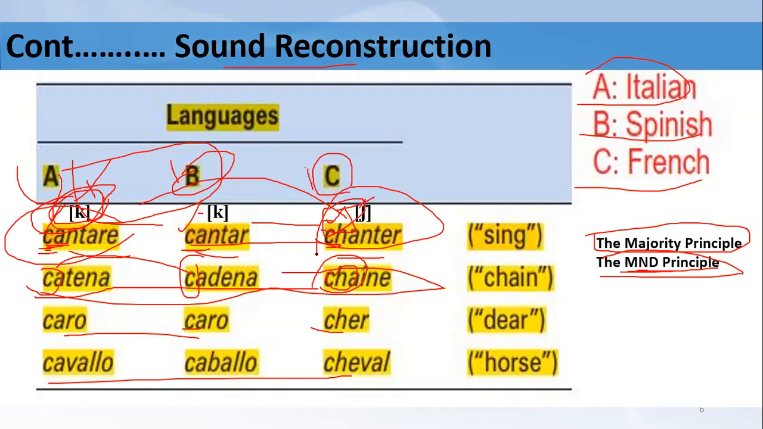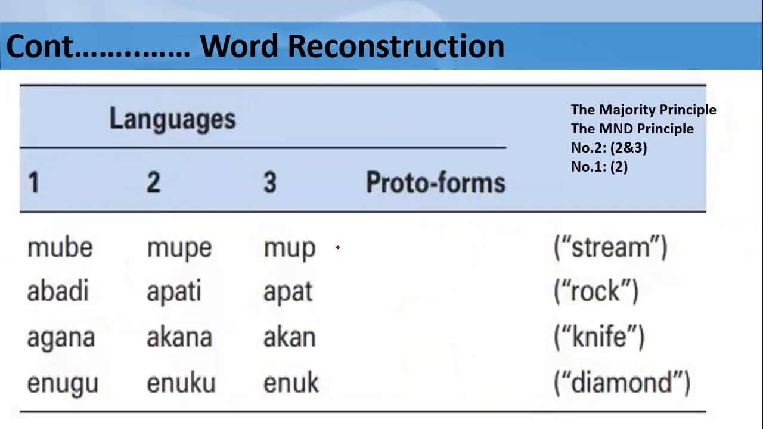So this is how we reconstruct, we decide which sound was the original sound used in the words of a set of cognates. This is sound reconstruction. We may apply the same thing for word reconstruction as well, in order to decide which word or which form must have been the protoform. Look at this set of cognates: mobe, mope, and mope.